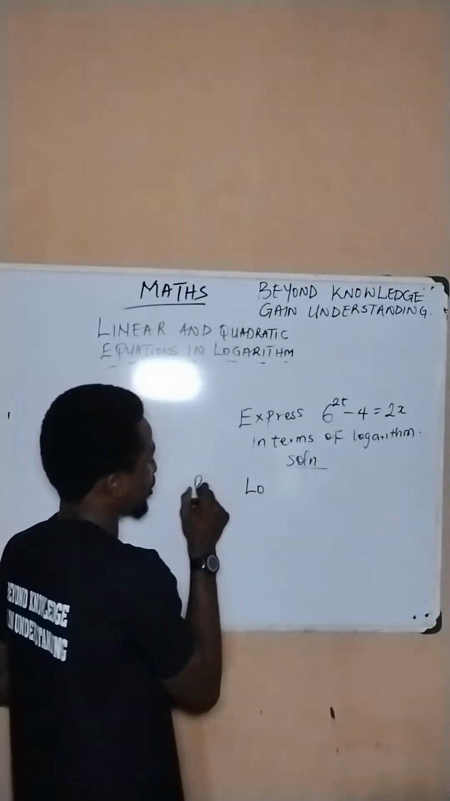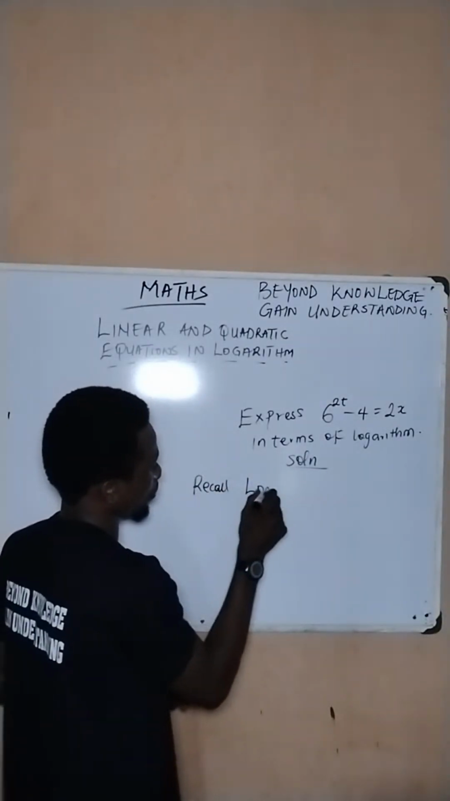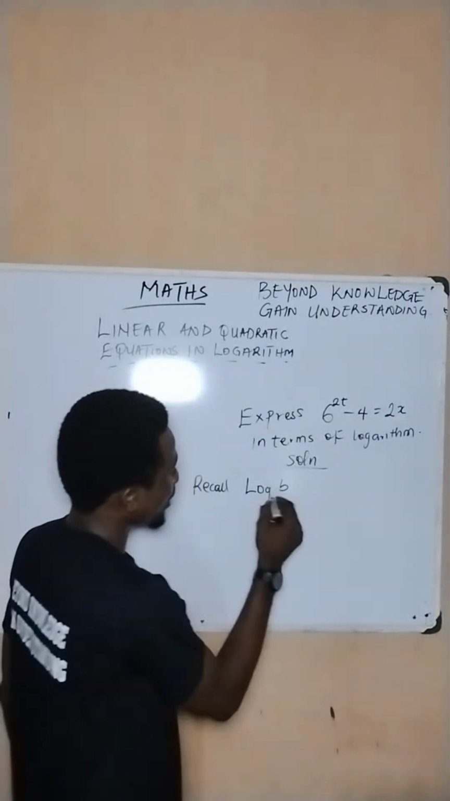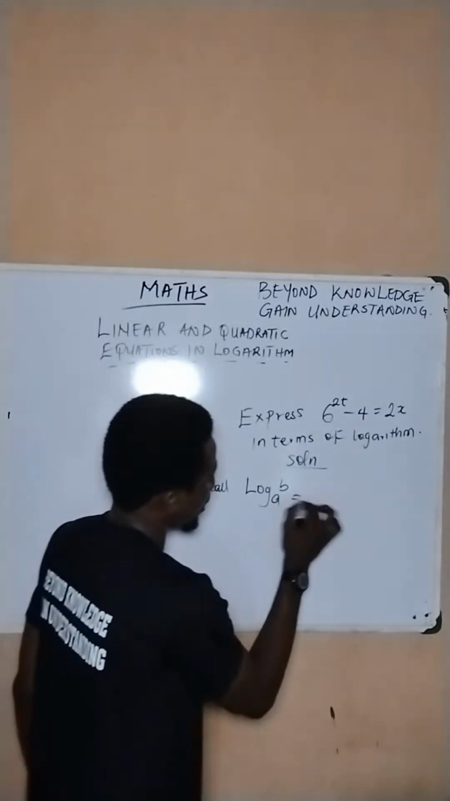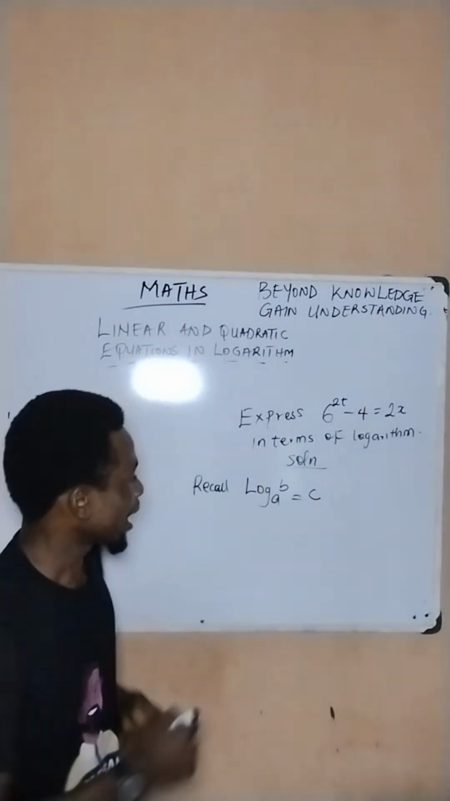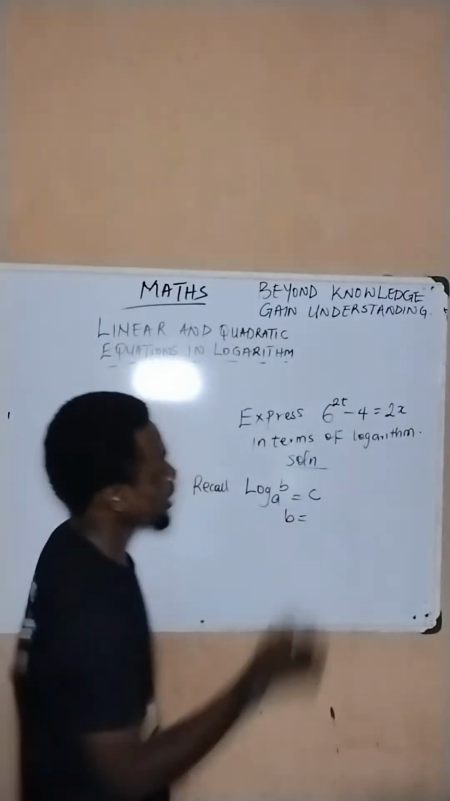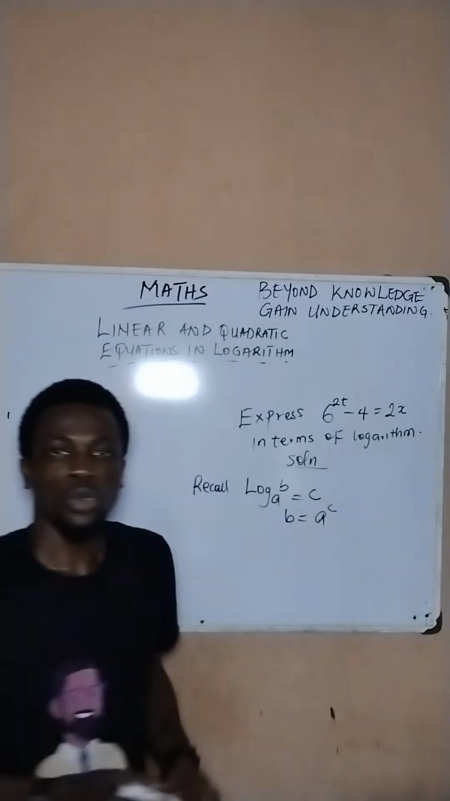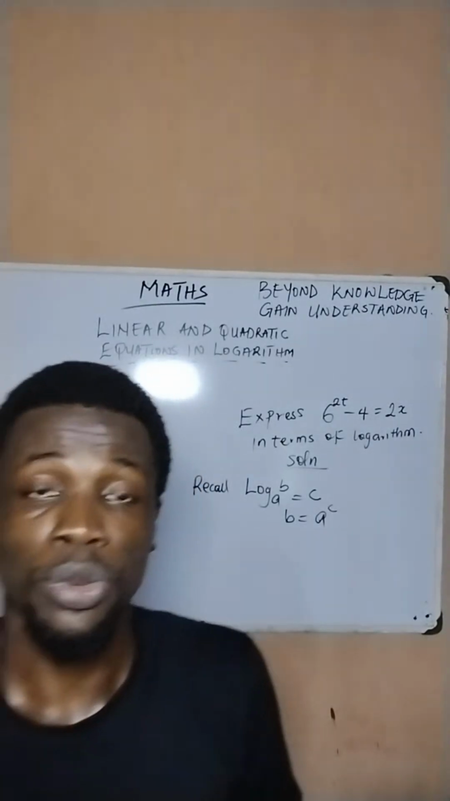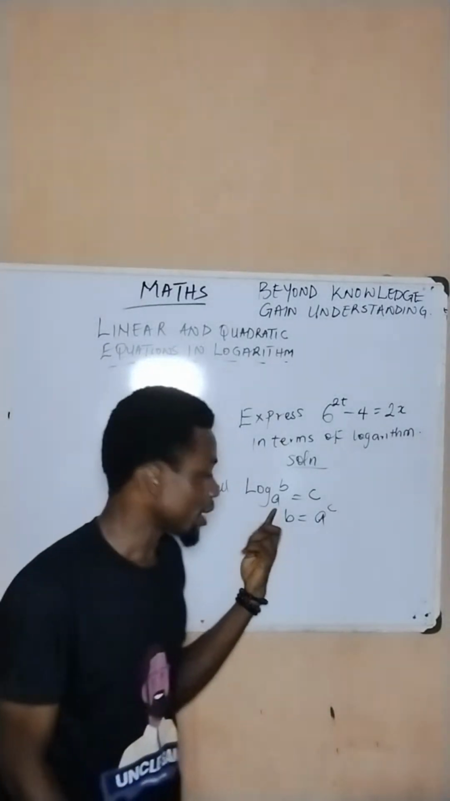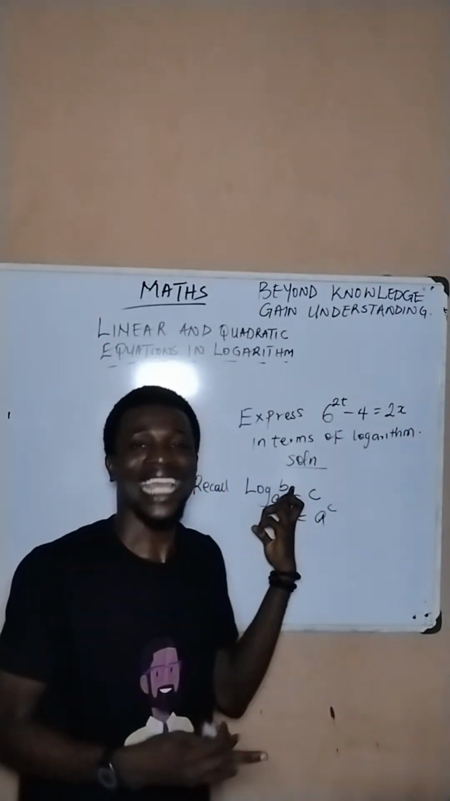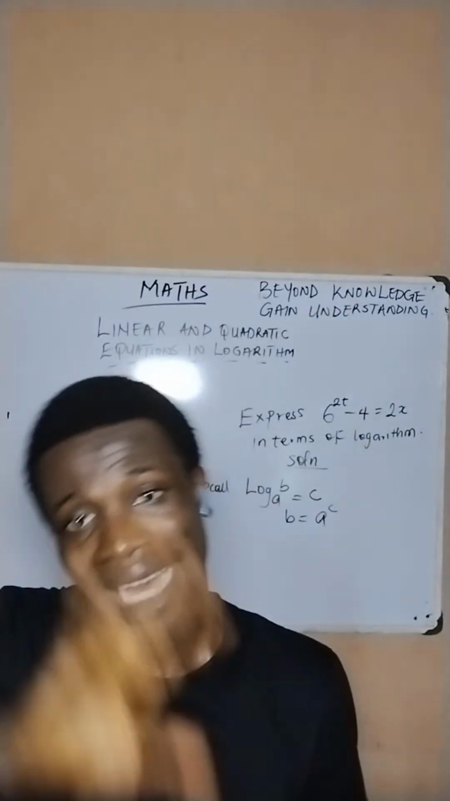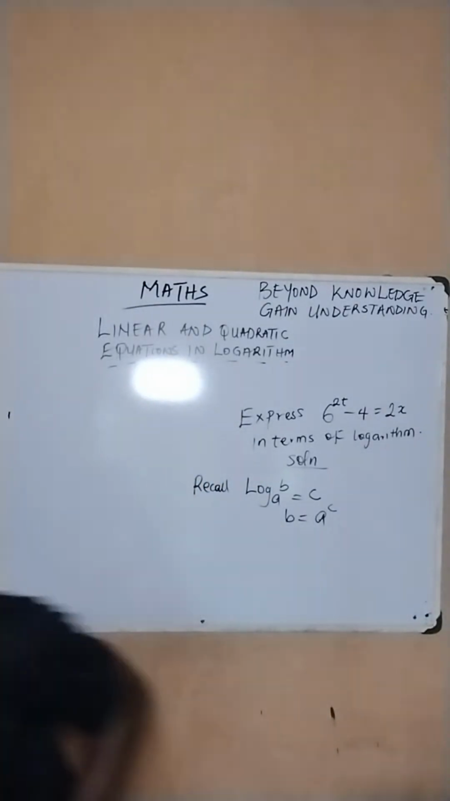Remember, recall, the logarithm of a number b to a given base a equals c implies that the number b is the same thing as the base a raised to the power of c. So what logarithm is telling us is that we're trying to find the power to which the base will be raised to give us the exact value that we had originally. So in summary, logarithm is just another way of representing or expressing numbers.